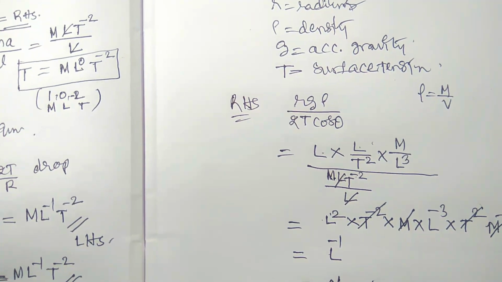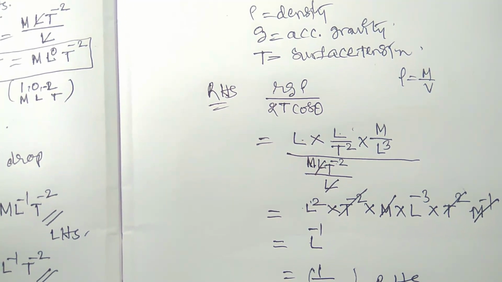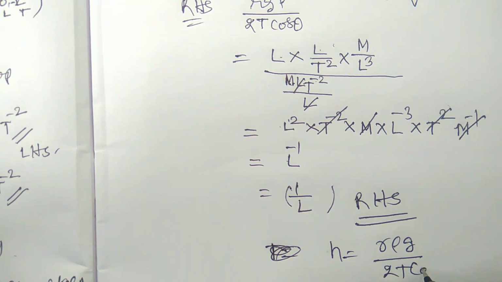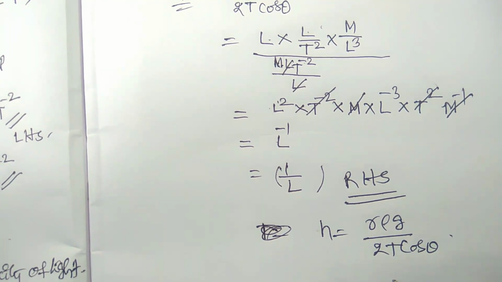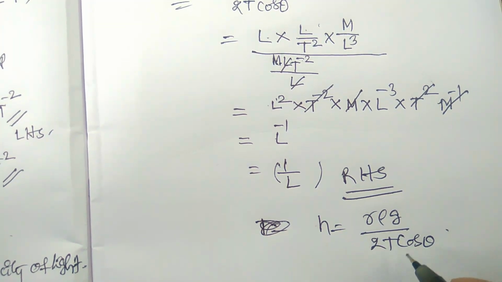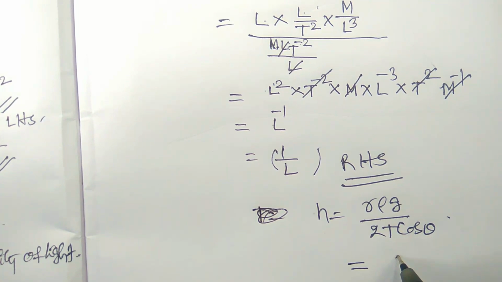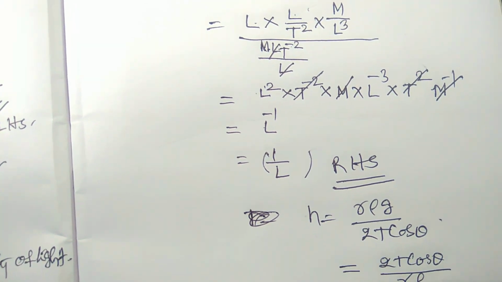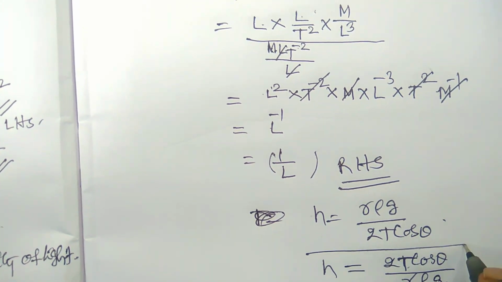So T is given to us, H is equal to R rho G by 2T cos theta. This is the basic equation they had given to us. And if it is reciprocal, then you have to get the direct answer, that is 2T cos theta by R rho G. Okay, so now it is correct.